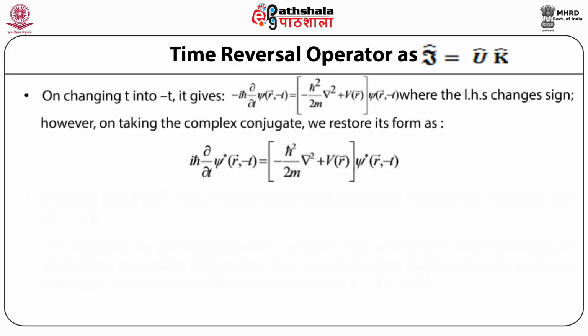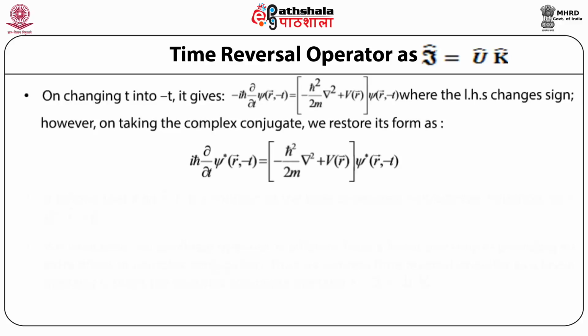So if we write the Schrodinger equation as iħ ∂/∂t acting on the wave function ψ(r, t), that is, the partial derivative of the wave function ψ(r, t) with respect to time, this is equal to the bracket open minus ħ² by 2m ∇² plus V(r) bracket close, whole acting on the wave function ψ(r, t).